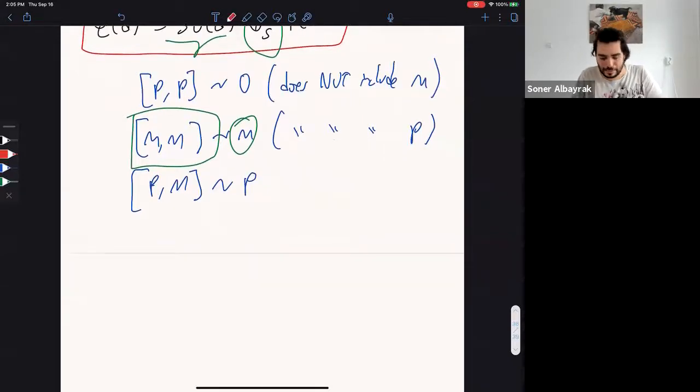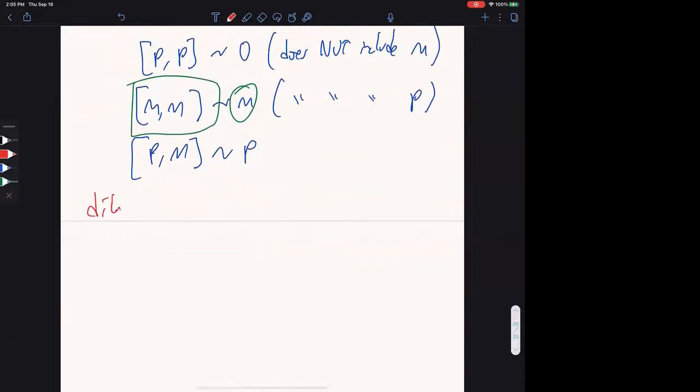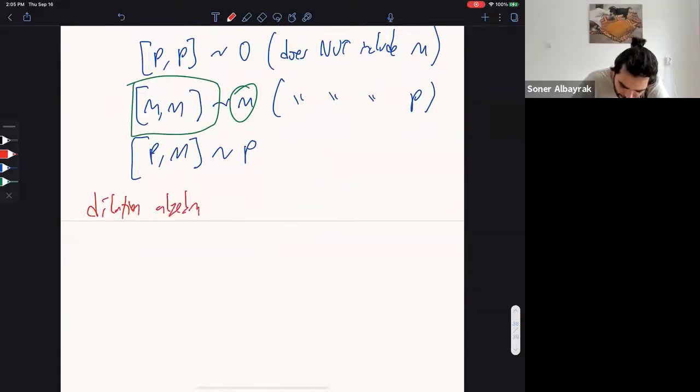Now, lastly, let's consider the dilation algebra. Dilation algebra. It's D1.